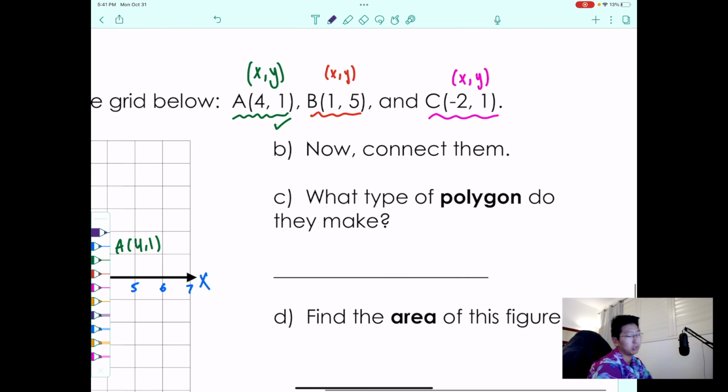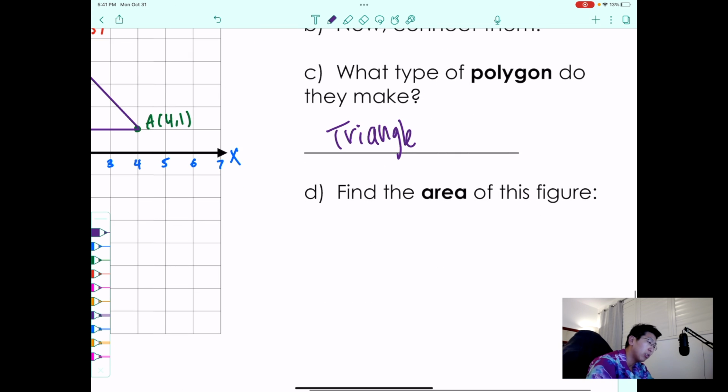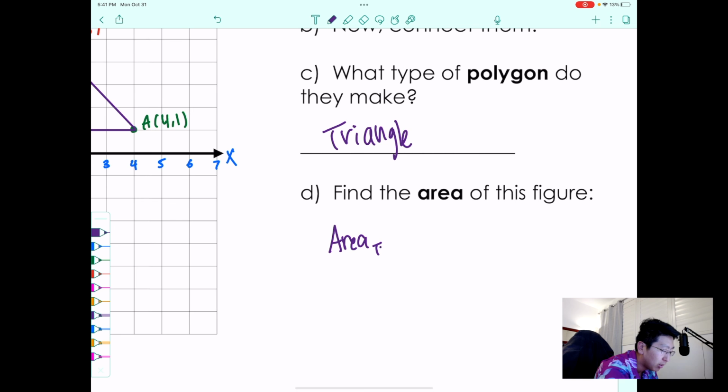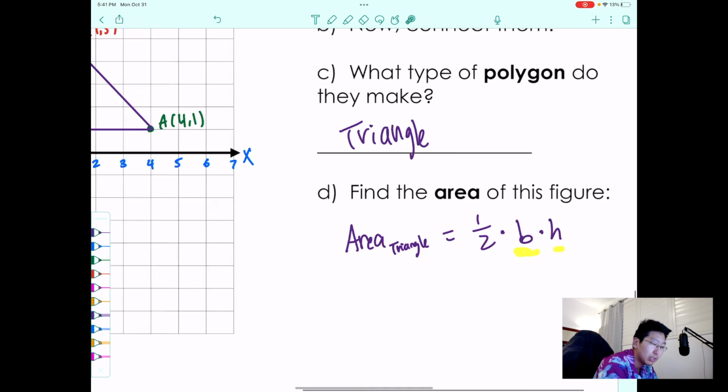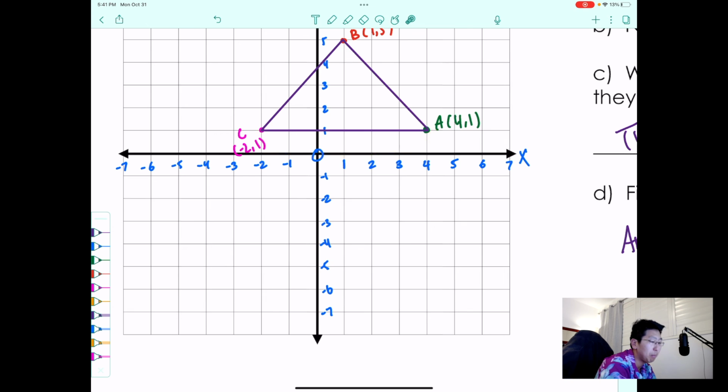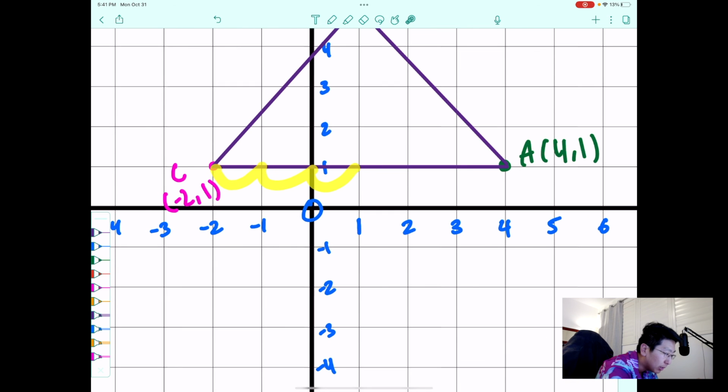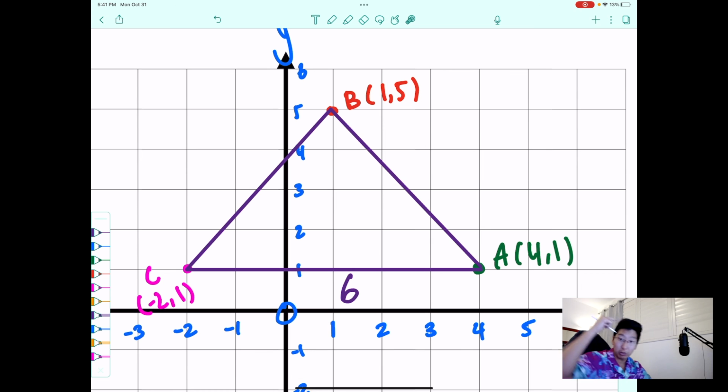What shape is this, folks? What type of polygon do you make? A triangle. Can you find the area of the triangle? Sure, the area of a triangle is 1/2 times the base times the height. So we need to find out what the base and the height are. The base is going to be the bottom, so let's go ahead and count this. 1, 2, 3, 4, 5, 6. And then the height, we literally always go from top to bottom. And so from the very top to the very bottom is 1, 2, 3, 4.